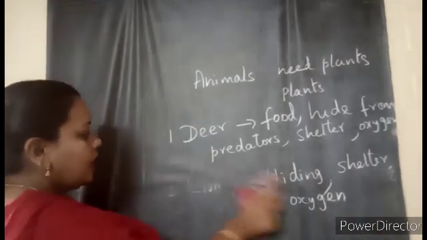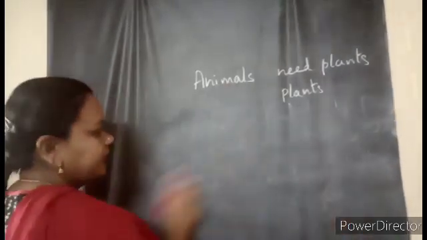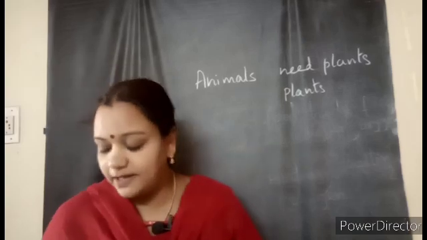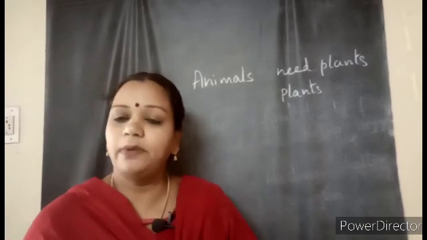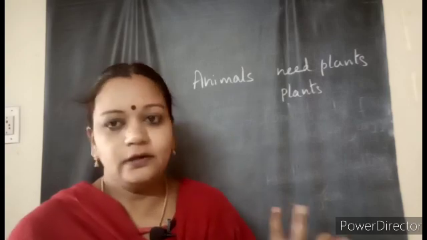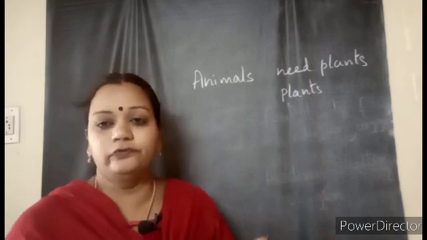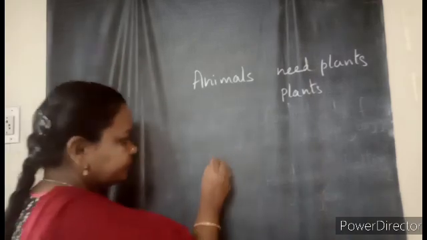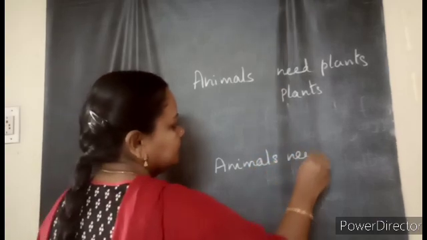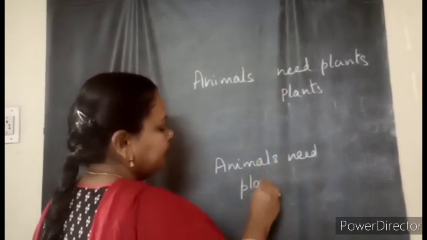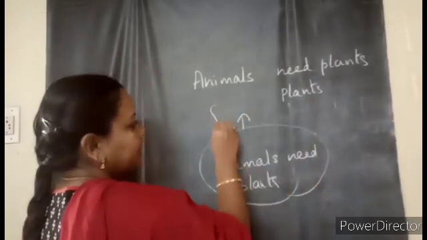Yes, now we'll see how plants are useful to animals. Just now we have taken deer and lion as an example. An elephant, as I just told you, also depends on plants for its food and for hiding from predators or to get the food also. So now, animals need plants. What for do they need the plants? They need the plants for their food, directly or indirectly.